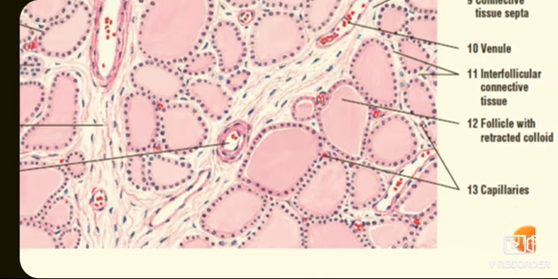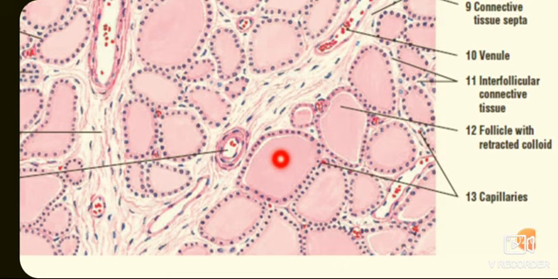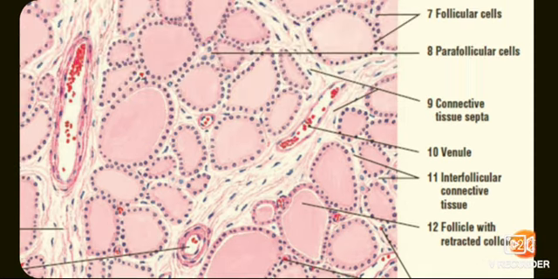The colloid is composed of thyroglobulin, which is an iodinated glycoprotein, and this is an inactive storage form of thyroid hormones. Thyroid gland is the only endocrine gland which stores its secretions extracellularly, that is, in the lumen of the thyroid follicles. The follicular cell has a round central nucleus and basal basophilia.